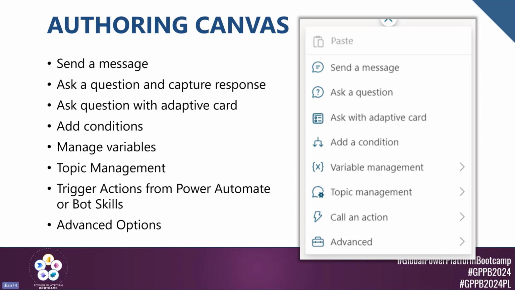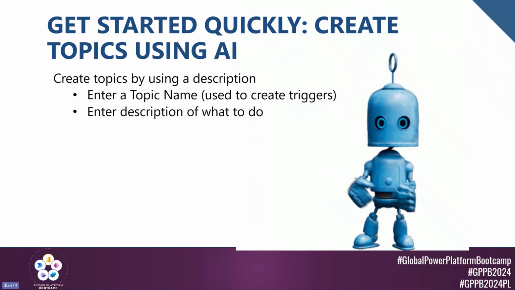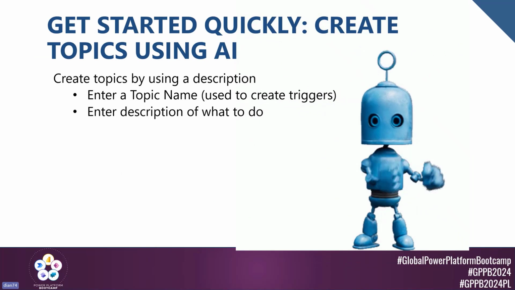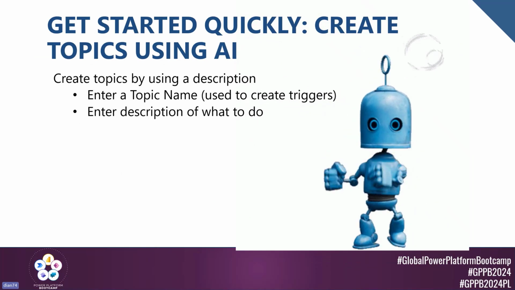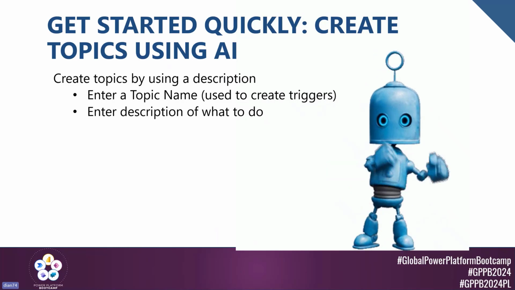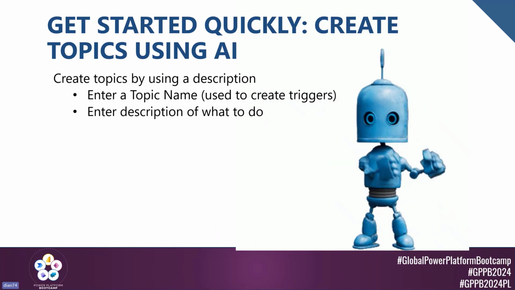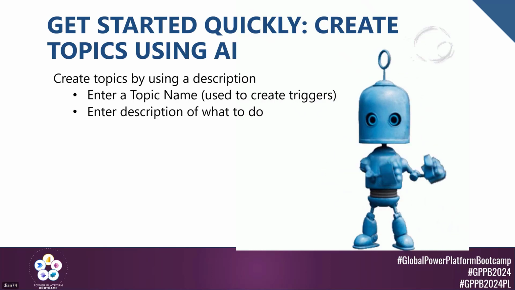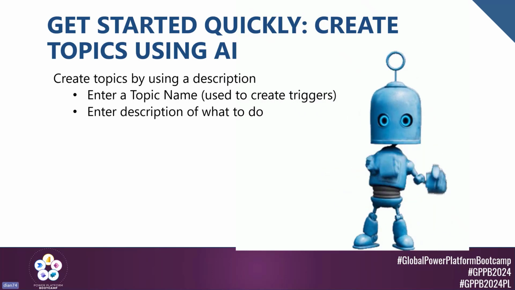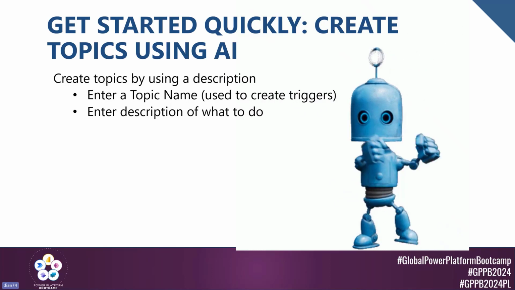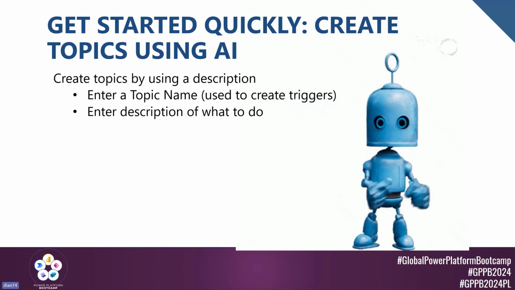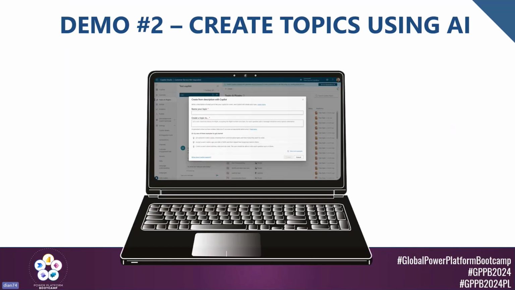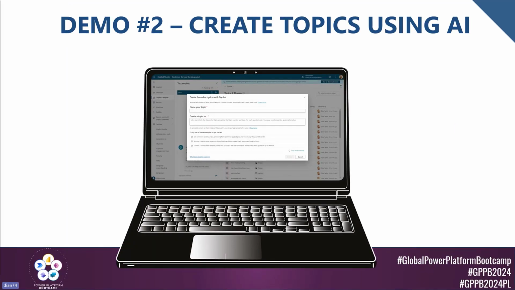So I'm going to show you how to do that as well. And then obviously there's some advanced options that hopefully we'll have time to talk a little bit about as well. But let's get back to that AI, because everybody's always talking about AI, right? You can get started really quickly if you use the ability that we now have, where we can create these topics by using a description. So you're going to enter a topic name, and then you're going to enter a description of what you want Copilot to do. Let's take a look at that. So I'm going to show you how we can actually create a topic using AI.